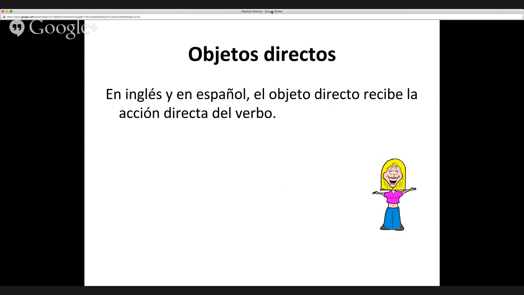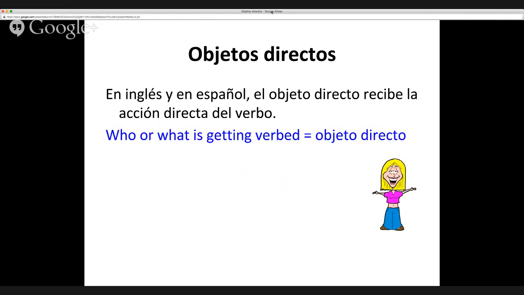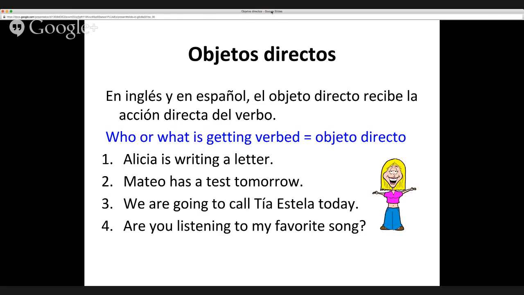So let's look at a couple of examples of how that plays out. What you end up asking yourself is, who or what is getting verbed? And the thing getting verbed is the direct object. So let's look at some sample sentences just in English. Alicia is writing a letter. Who or what is getting verbed in this sentence? In other words, who or what is getting written? It's a letter that's getting written, so that is the direct object.